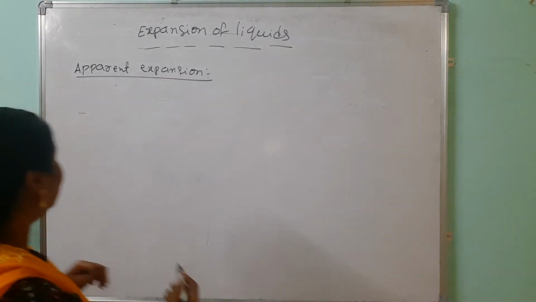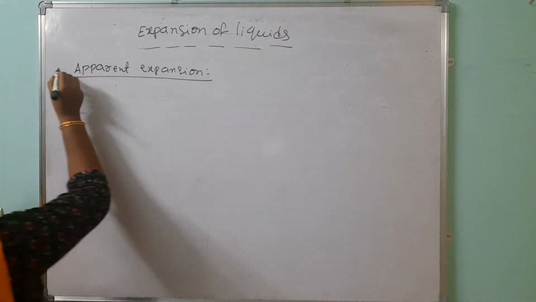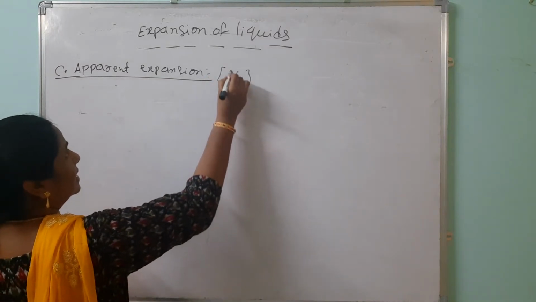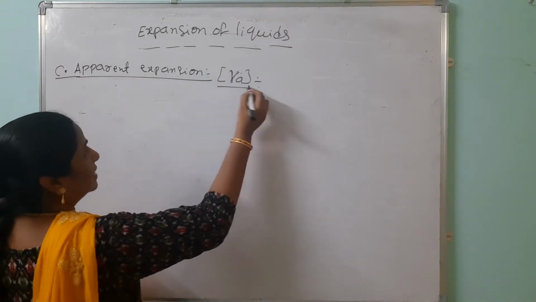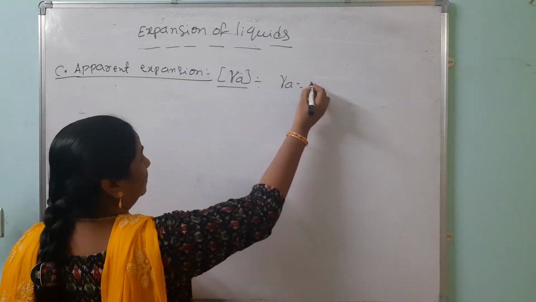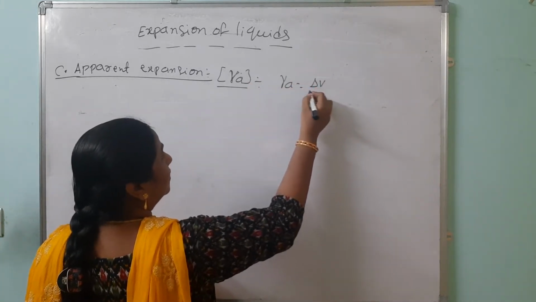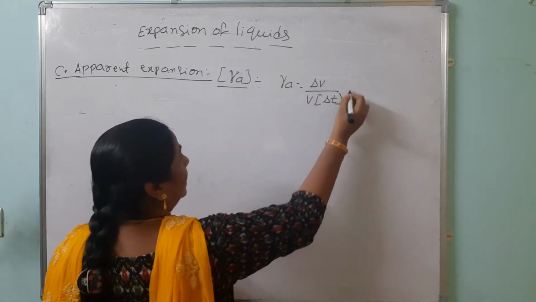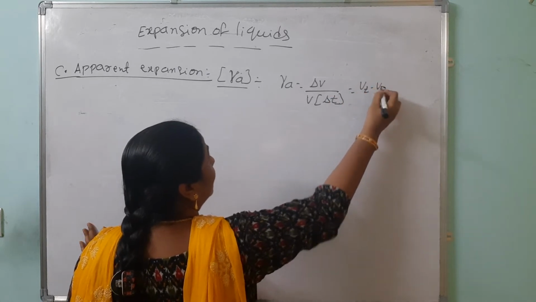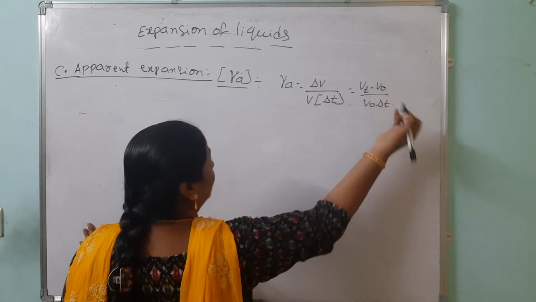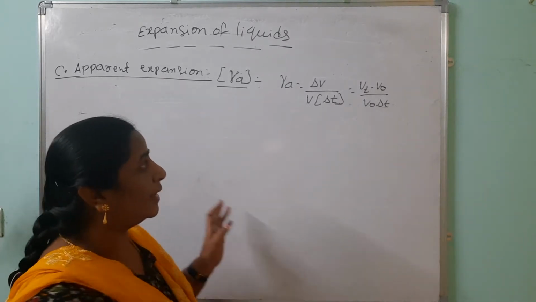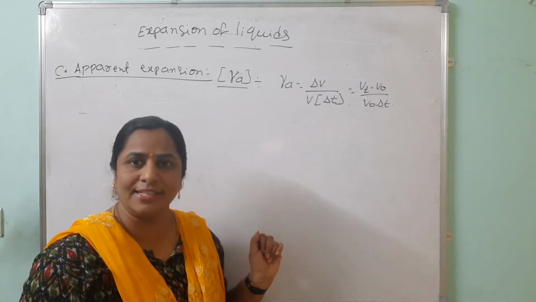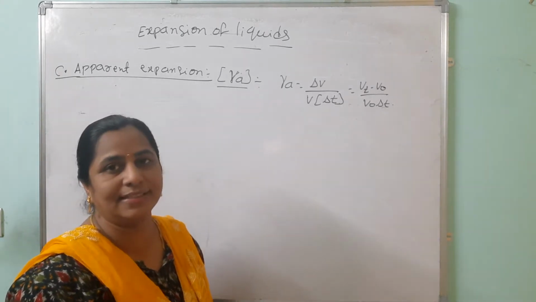Then come to this point. Here, the coefficient of apparent expansion is represented by gamma A. So gamma A equals the change in apparent volume of the liquid to the original volume, into the change in temperature. That is, Vt minus V naught by V naught into change in temperature. Vt is the apparent volume at T degree centigrade, and V naught is the apparent volume at 0 degree centigrade. Here delta T is the change in temperature.